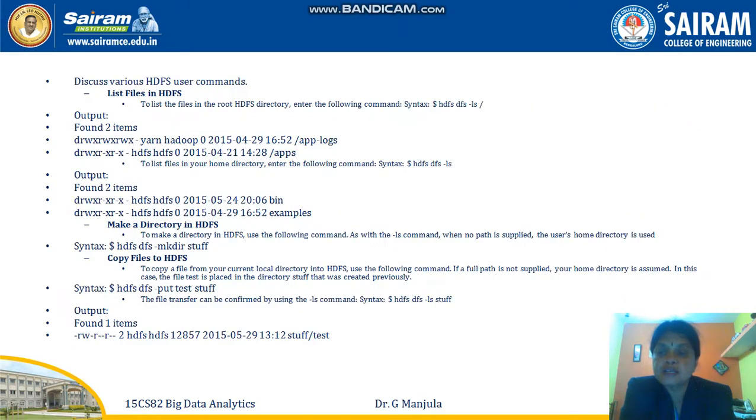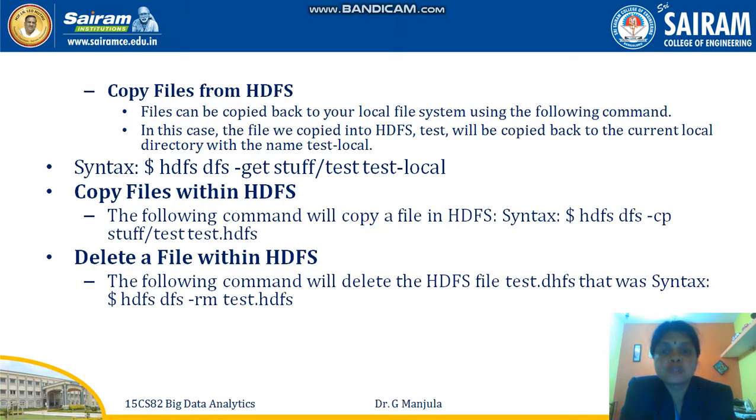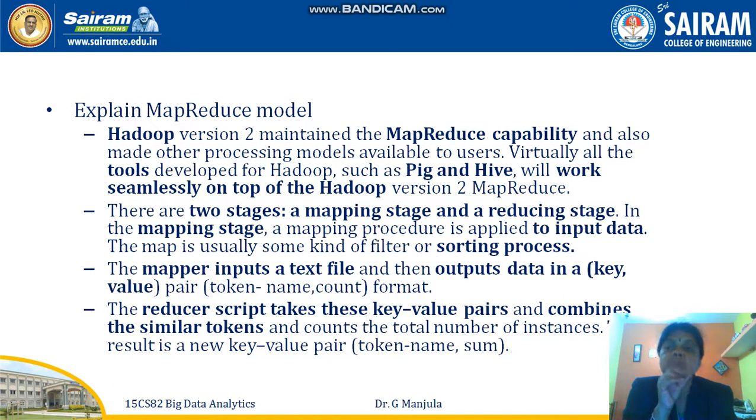Then we made a directory by using the mkdir stuff. Copy the files to HDFS: put the test to stuff. That is one. Then if you want to move to a local machine, you have to use get stuff. If you want to move to HDFS, go with cp stuff. If you want to remove, delete, you have to use the rm command. Just like our Linux commands, all these commands are similar to that. Okay, copy, make directory, move directory, get and put. Now we will move on to the next topic, the MapReduce algorithm or MapReduce model.